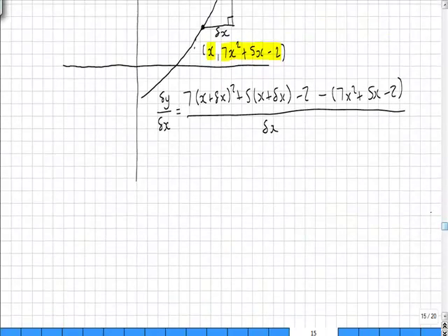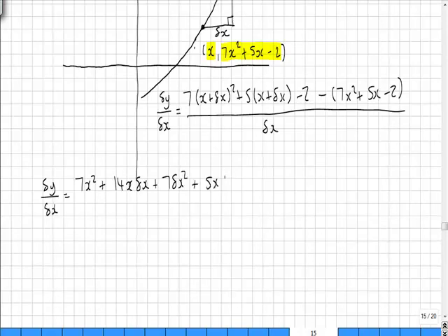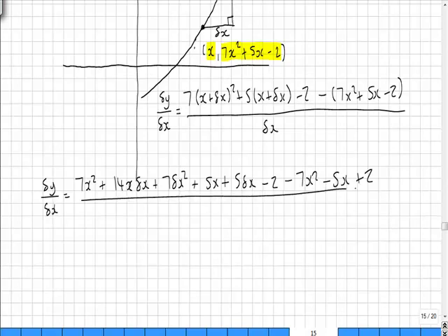The next stage is to expand our numerator out, which gives us 7x squared plus 14x delta x plus 7 delta x squared plus 5x plus 5 delta x minus 2 minus 7x squared minus 5x plus 2, all over delta x. As always, the numerator looks quite tricky, but immediately we see the 7x squareds cancel, the 5x's cancel, and the 2's cancel.